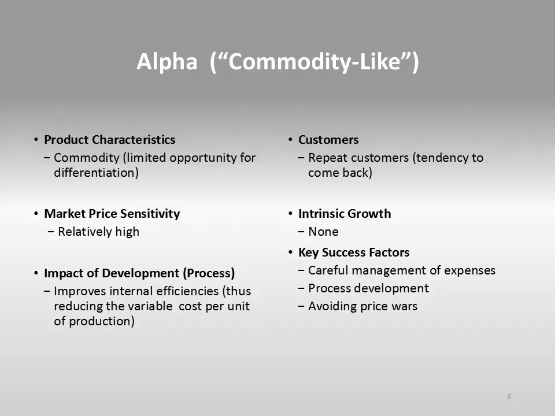Starting first with Alpha. It's a commodity-like product, very difficult to manage because it has very low profit margins. It's quite price sensitive to changes in price in the market. And as you can see, the impact of development is that it helps you to reduce your unit variable cost, helps you to become more efficient in your production. The customers are repeat customers, many of them. Unfortunately, there is 0 intrinsic growth, and so it's a very tough product to manage.